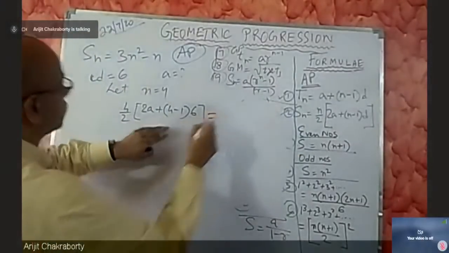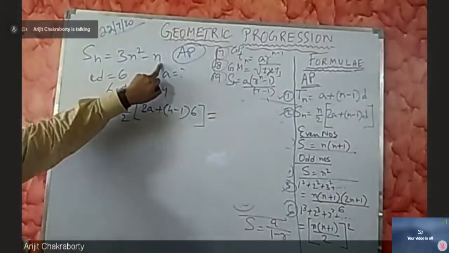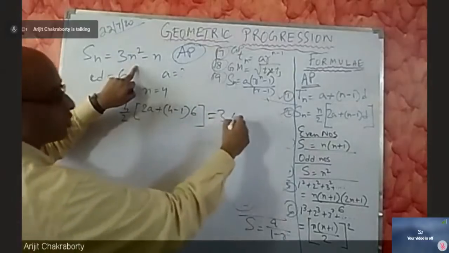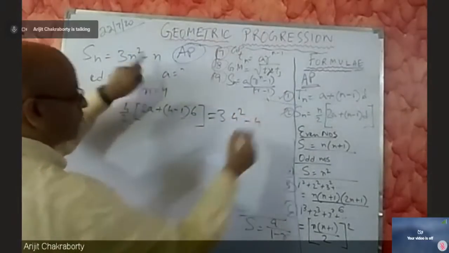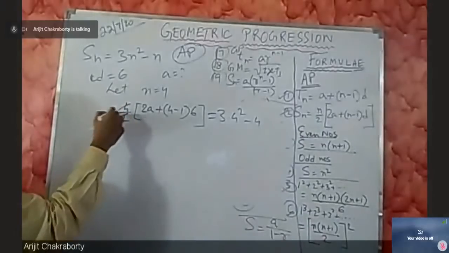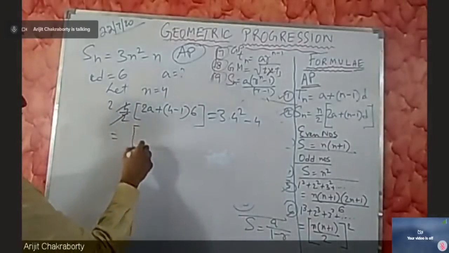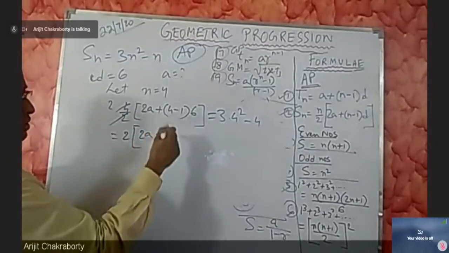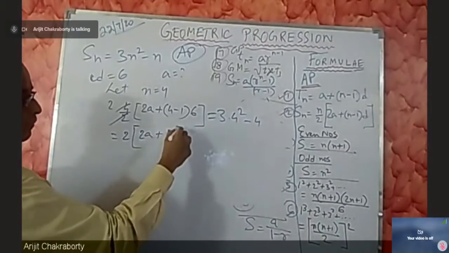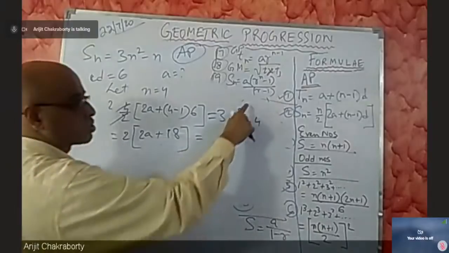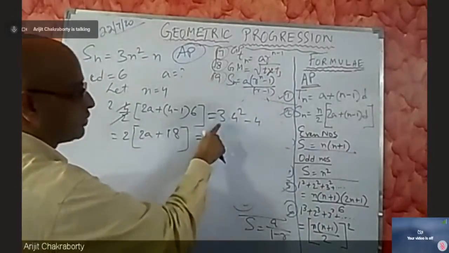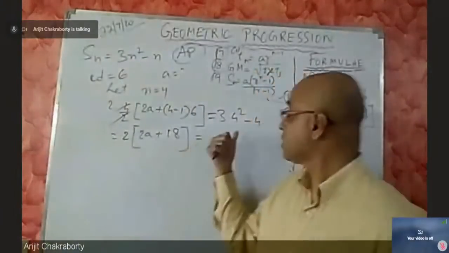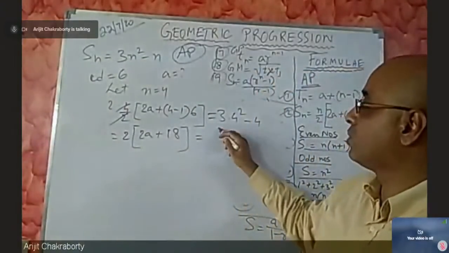Now this is equal to 3n squared minus n, and n is 4. So 3 into 4 squared minus 4. From here you get 2 into (2a plus 4 minus 1, which is 3, into 6, which is 18). This is equal to 4 squared, which is 16; 16 threes are 48; minus 4 is 44.